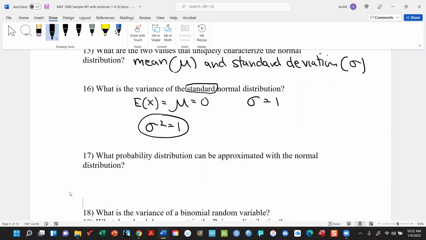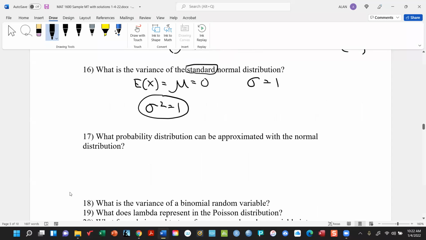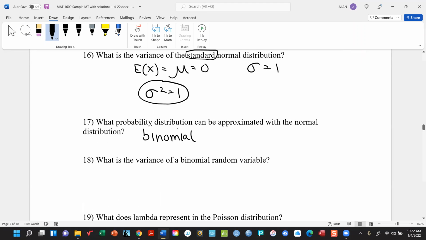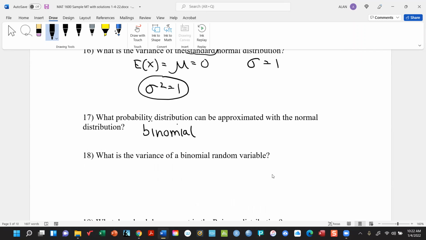Okay. What probability distribution can be approximated with, well, we spent a lot of time with this one. Yes, the binomial distribution can be approximated with the normal distribution. The variance of a binomial random variable. Now remember, these are the moments. This is one of those shortcut formulas. So you might want to have in front of you a list of these shortcut formulas when you're taking the test for binomial and Poisson. We have these special quicker formulas for calculating the moments. And this was the moment for the binomial random variable.